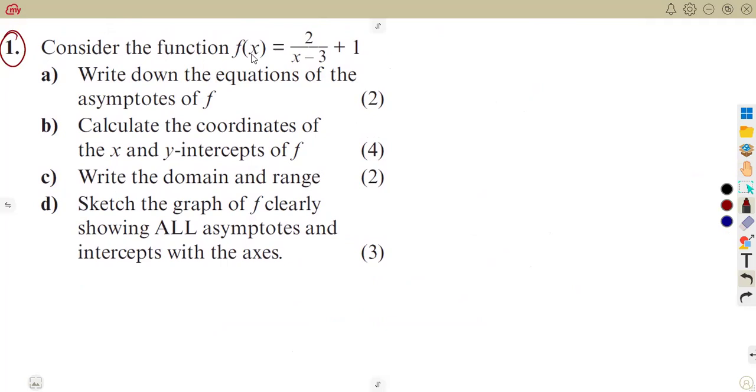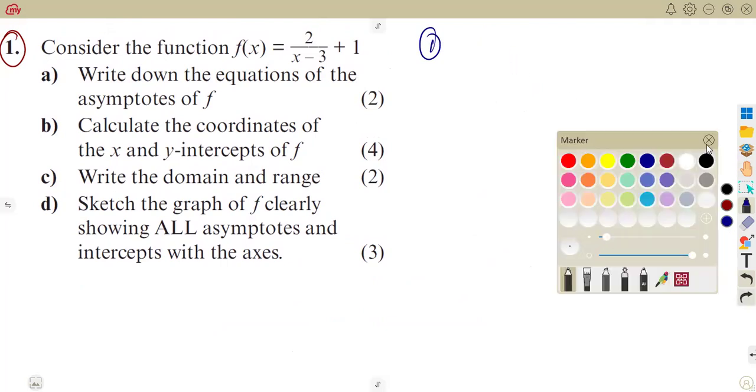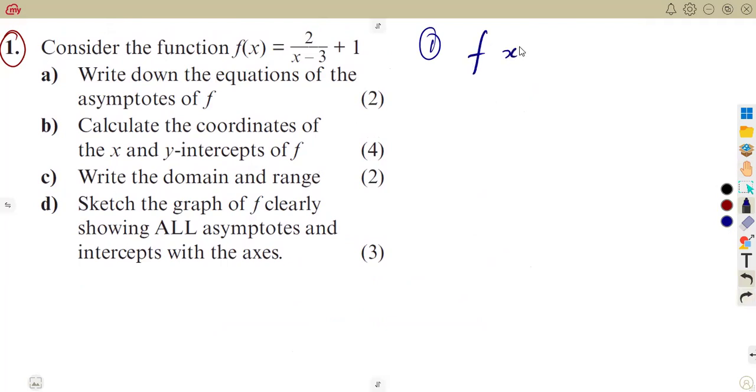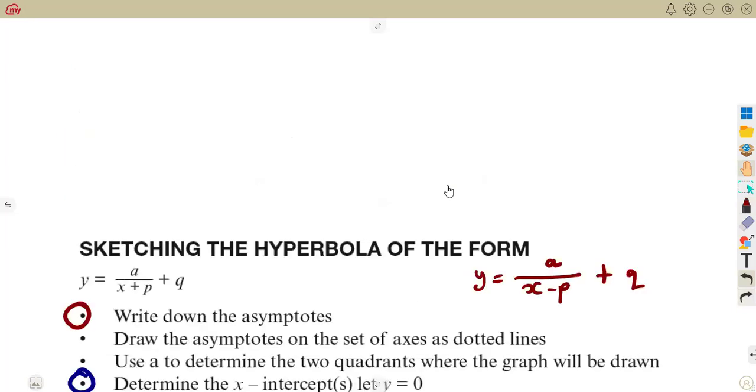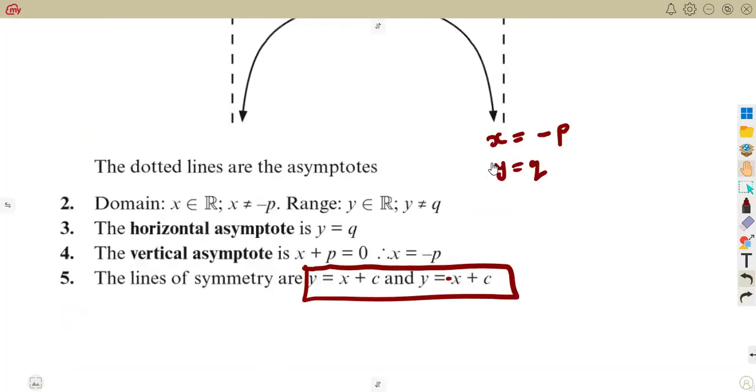F of x is equal to 2 over, all right? So that is our f of x. Okay, let's see what we are given there. So we are told that f of x is equal to 2 over x minus 3 plus 1. So remember that the a there represents the shape. This part is not going to change. We talked about this a here on top. A is always on the shape.